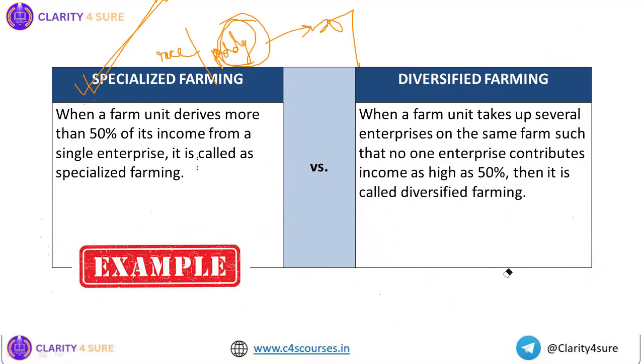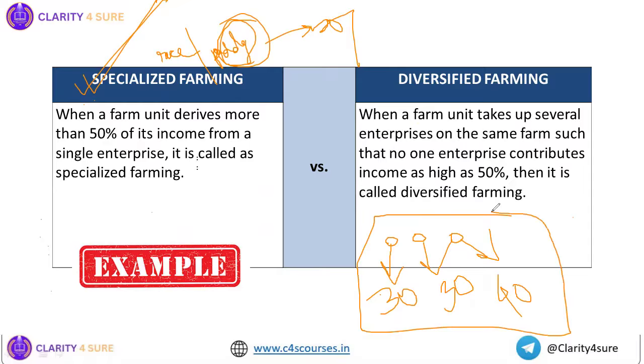Let's say there is another situation. There are again three components in the same farm. One component is 30%. Next, another component is also 30%. And the third component is 40%. Then in this scenario, you see that none of the components contribute as high as 50%. That means this will be your diversified farming, right?